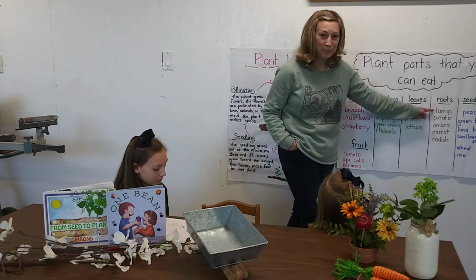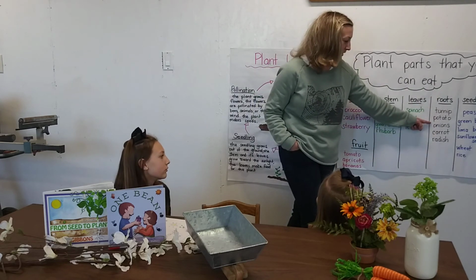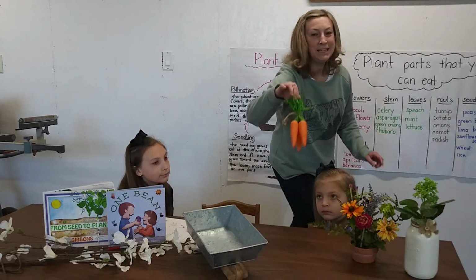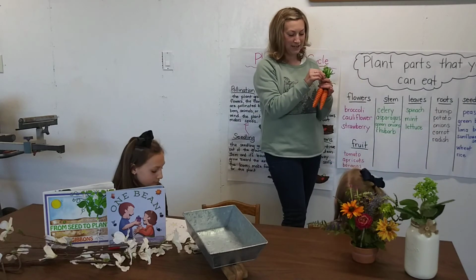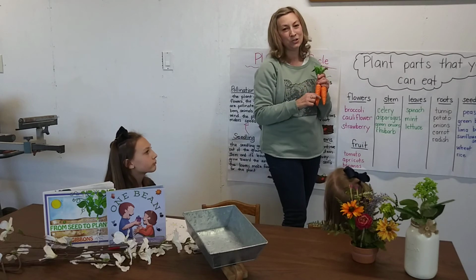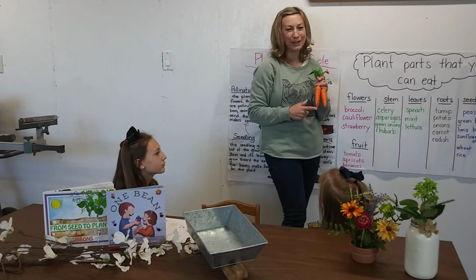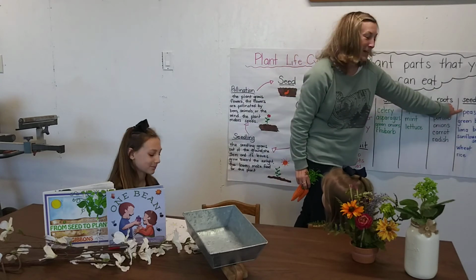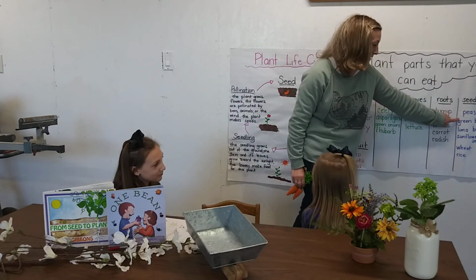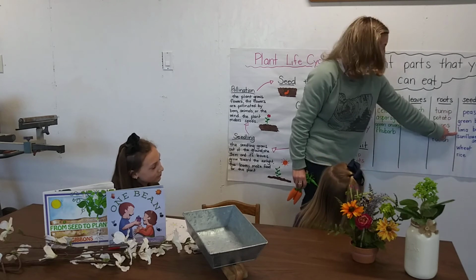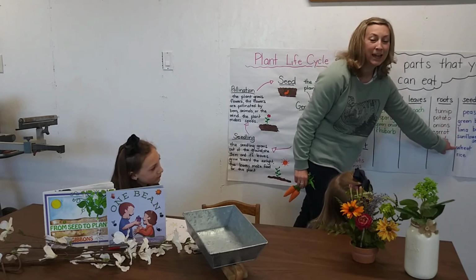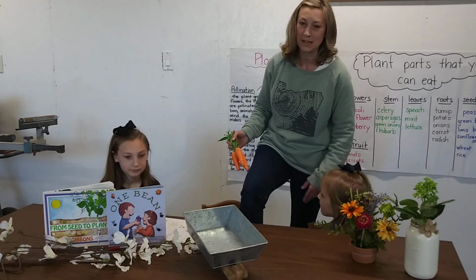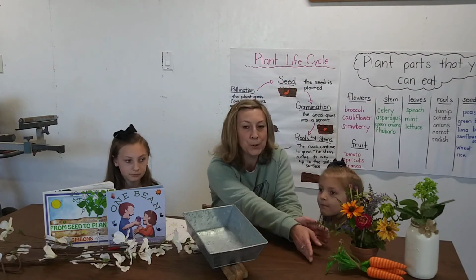Roots, turnip, potato, onions, carrot, radish. When you eat carrots, you are eating this part right here, which is actually the root of the plant. You are eating a root. The seeds are peas, green beans, lima beans, sunflower seeds, wheat, and rice. These are just a few. I want to see if you can think of some more.